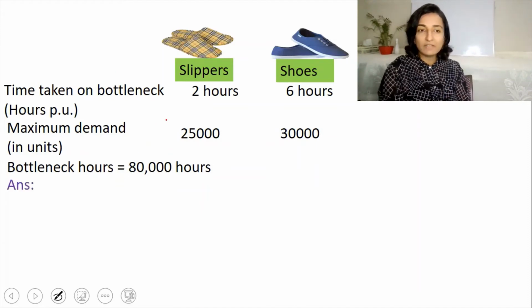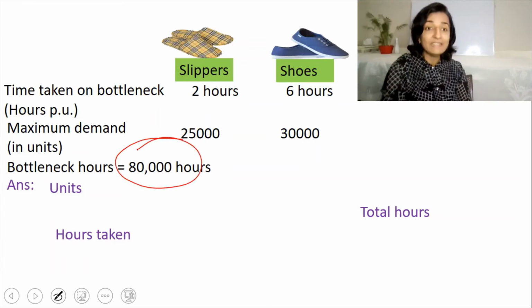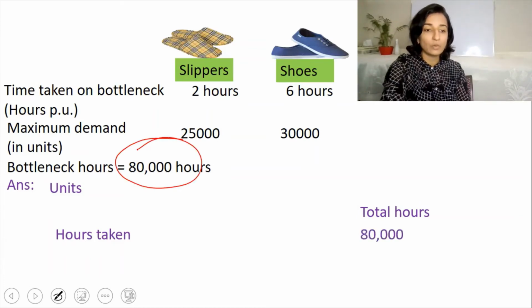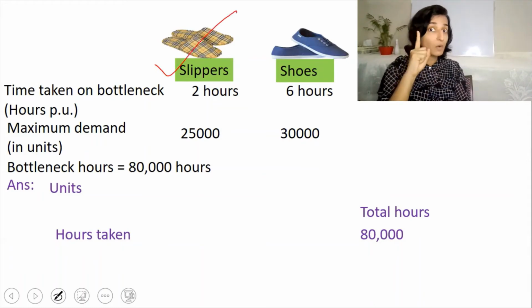So we will start with the answer. The units that are to be produced of both the products and the hours taken, so these are the 2 rows that we need. And in the outer column, we will write the total available hours. That is 80,000 hours is available in total. So first we are going to manufacture slippers. Why? Because it has got rank 1.